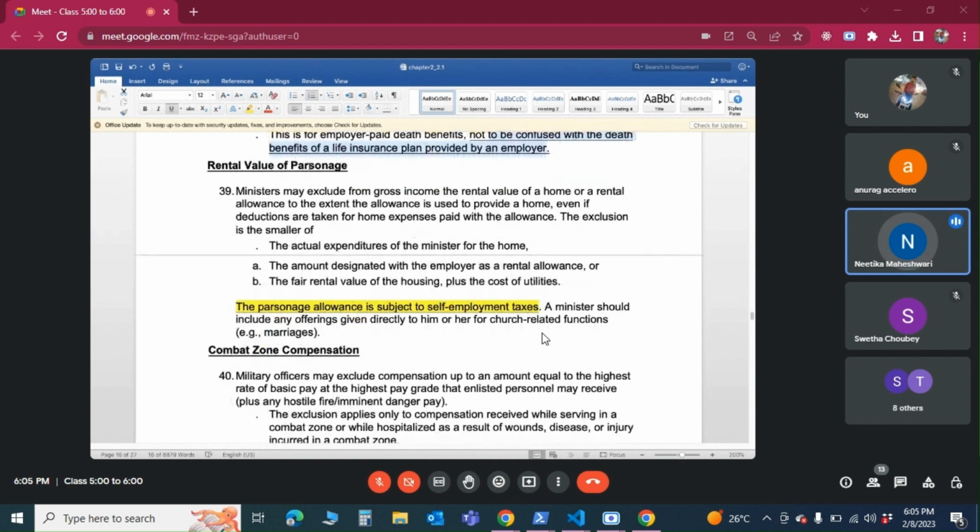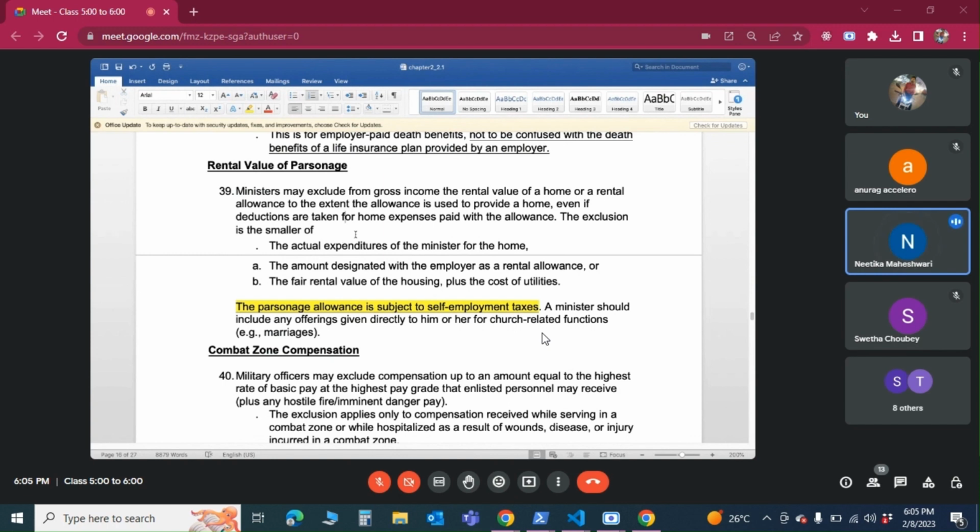Rental value of parsonage and all, ministers. So here when they say ministers, they don't mean political ministers and politicians. They mean the clergymen or the priest in the temple, or the fathers who are running the churches. They are called ministers because they're working for a religious organization. A lot of times they're provided rental facility. Maybe they stay in the temple only, the priest or the clergy person will stay in the church facility only.